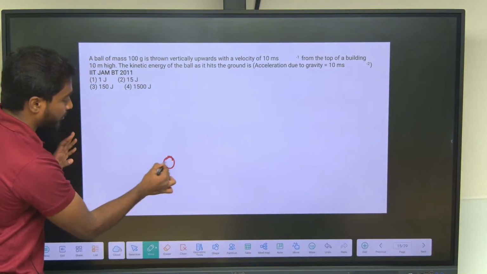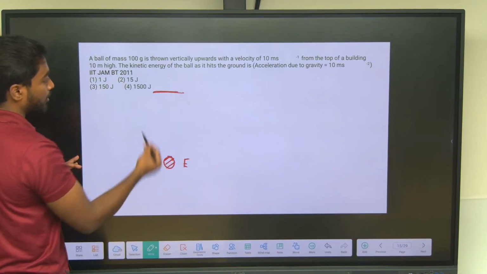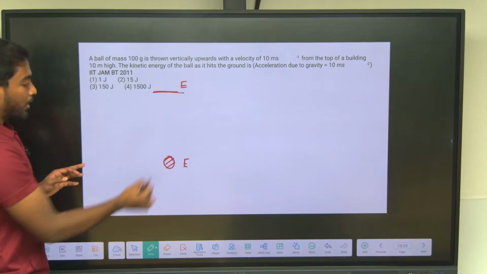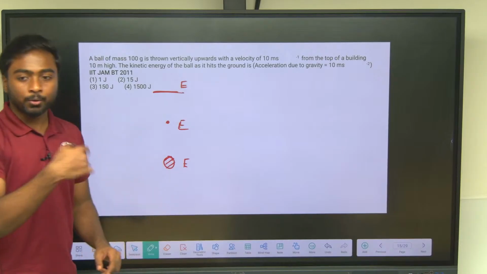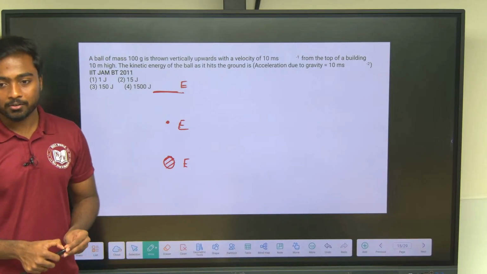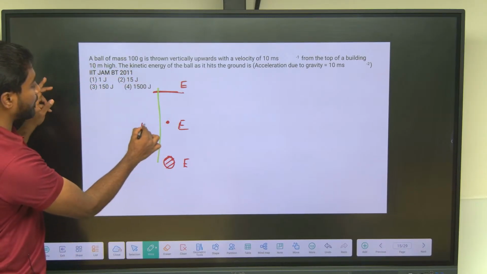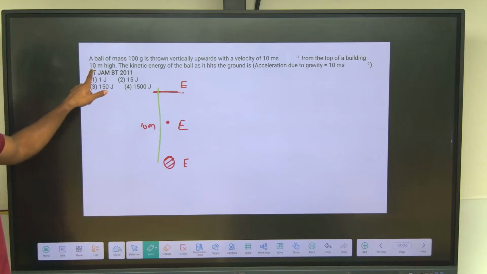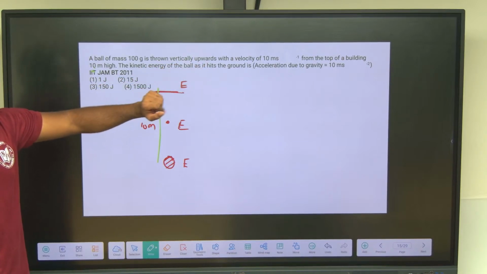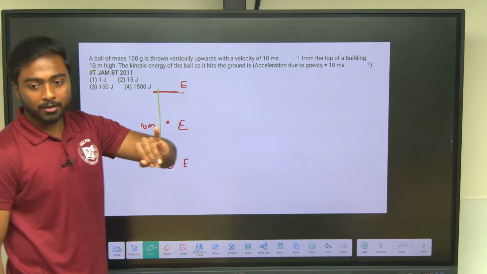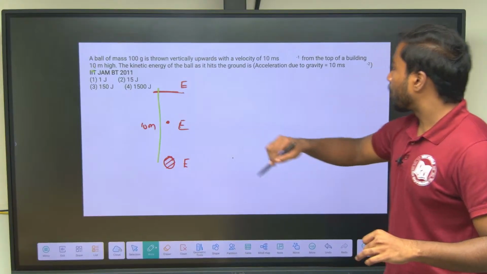Initially the ball has some energy. After going to height h also, the same total energy will be there. After reaching the midpoint also, the energy will be there. But the energy can be converted to kinetic energy, and it can be converted to potential energy also, right? So at maximum height, what is the height given? 10 meter. And what is the velocity they have given? 10 meter per second. So I can find the kinetic energy and the potential energy. After hitting the ground, what are they asking?